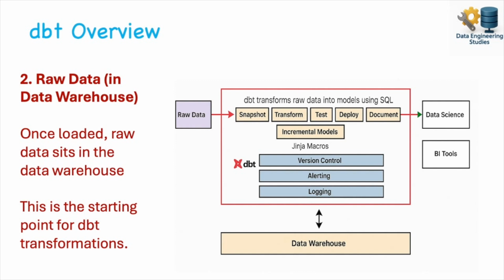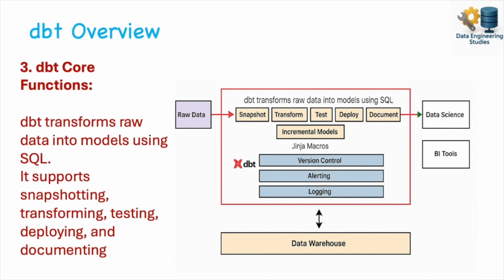DBT supports a wide range of core features. Some of the key features are snapshot. It captures the changes over time. This is useful for tracking history in slowly changing dimensions. DBT supports transform. DBT builds models by writing simple, readable select queries.